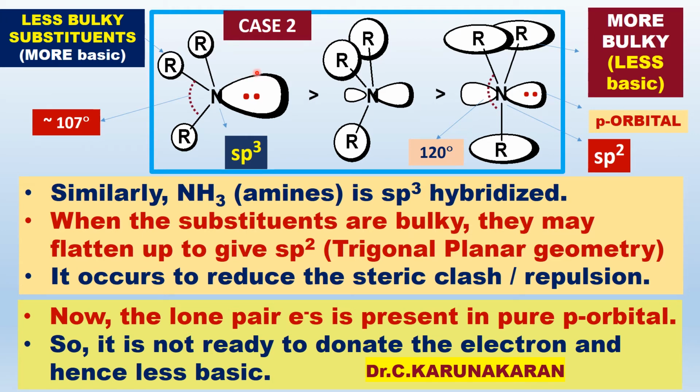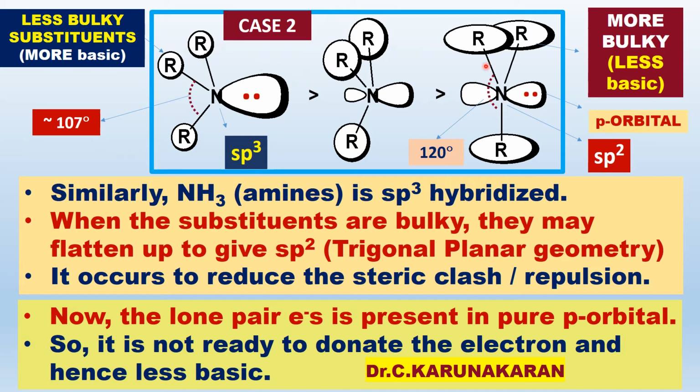Let us consider case 2, where bulky substituents are placed in amines or ammonia. There are 3 hydrogen atoms in ammonia. They are replaced by bulky substituents. As bulkiness increases, see, this is not bulky, less bulky substituents, so it is sp3 hybridized. The lone pair is available for donation, so it is more basic.